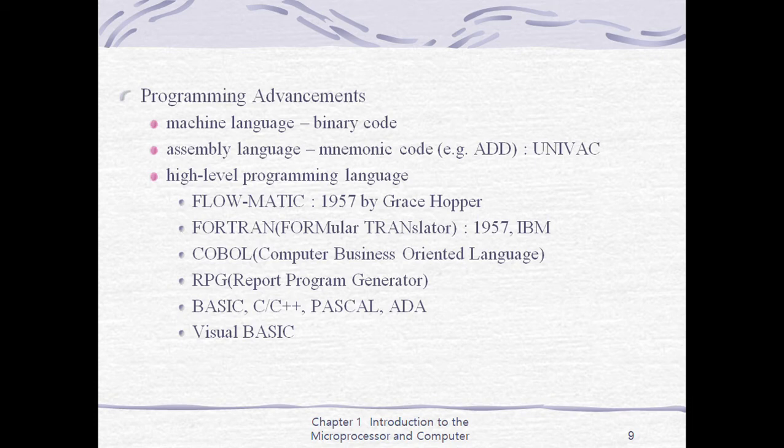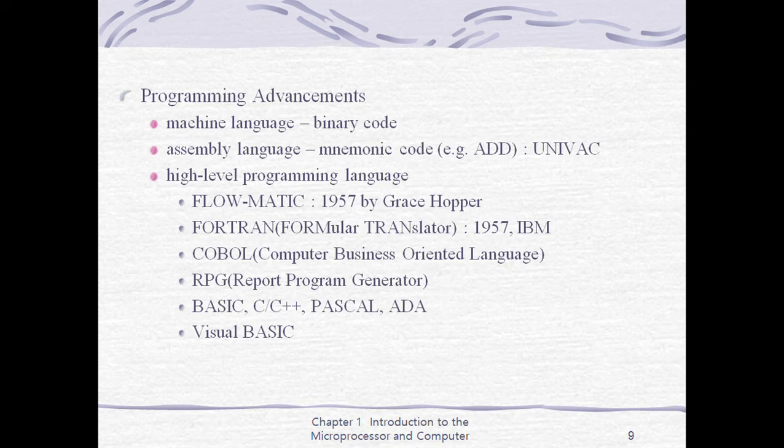So initially, there were machine languages, which were just binary codes to represent programs. Programs in machine language were easy for the computers or the machines to understand, but it was so difficult for human beings to understand and remember. To facilitate this, assembly language was introduced.